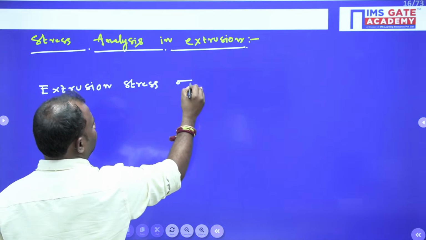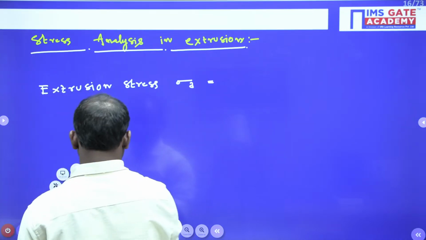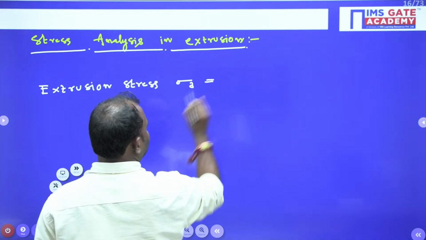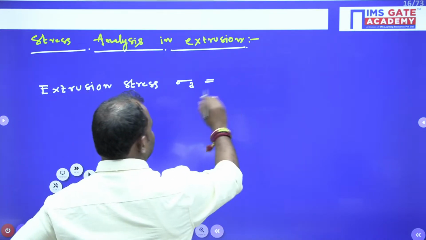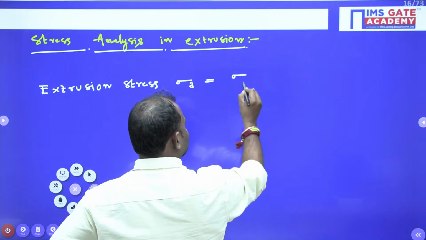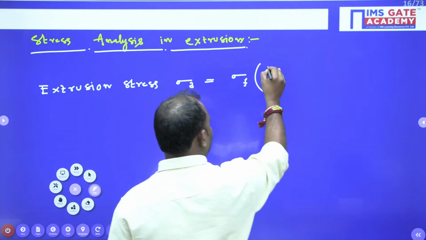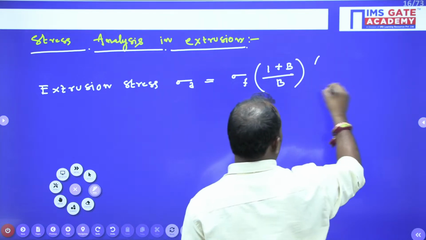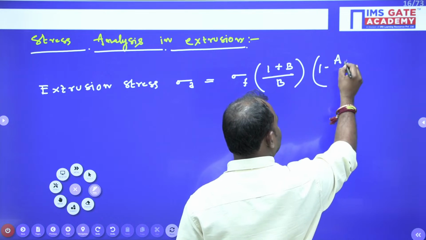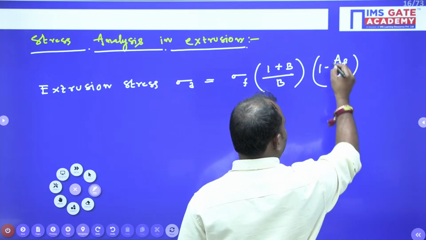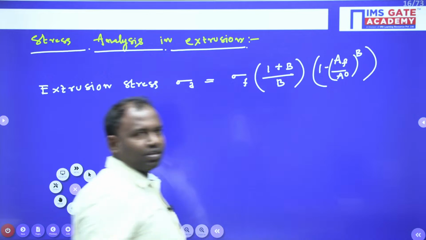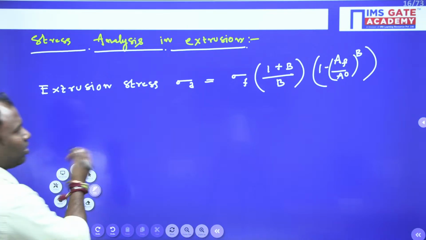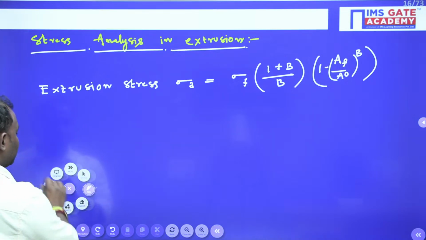Sigma d is equal to, again it is the flow stress of the material, and it is going to be A into (1 plus B) by B into (1 minus AF by A naught) whole to power B. Yes guys. All right. Now from here, this is the drawing stress.